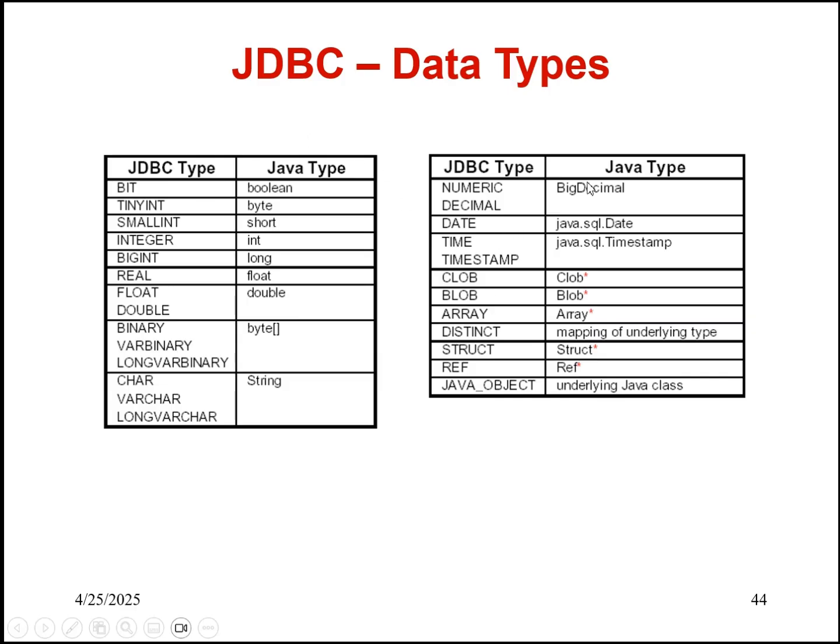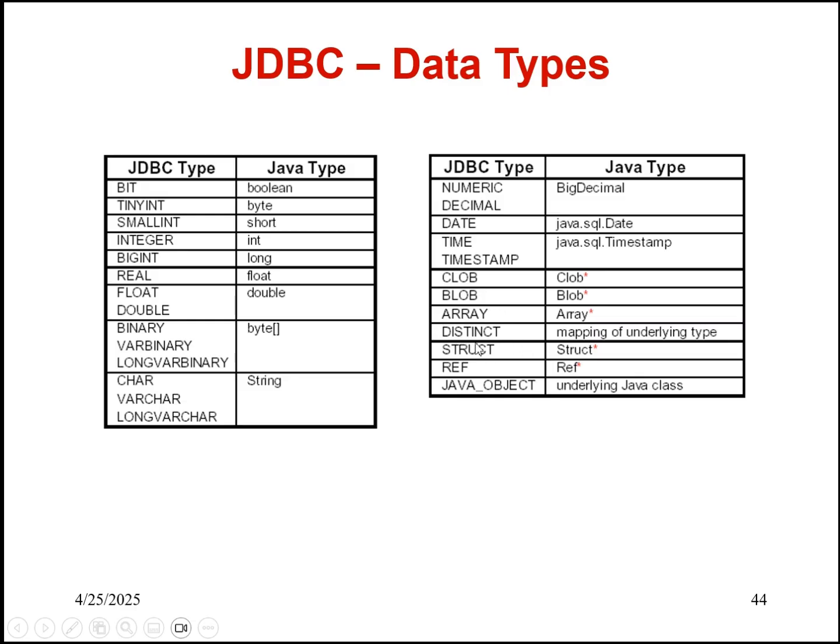Similarly for numerics and others, we'll have the numeric type and decimal type. Dates, we have the date type. If you want to store the time information, you have the time data type. And if it is an image or any multimedia data, you can create a CLOB or BLOB data type. And if you want to store multiple values in a single variable, you can use the array data type.